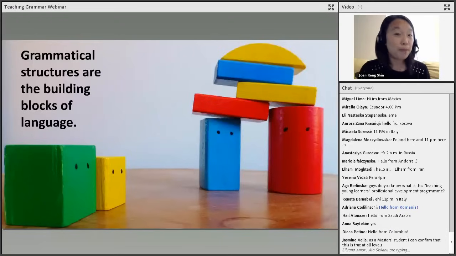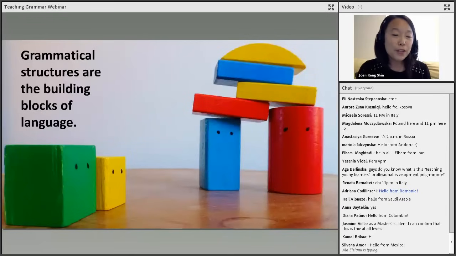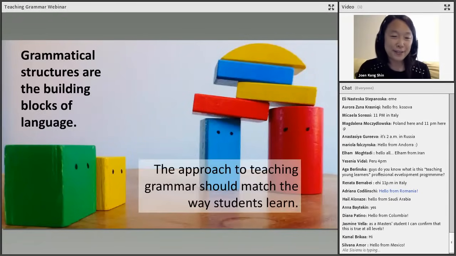But of course, these are important to know and use correctly when you're learning a foreign language like English. But when we're talking about young learners, we always have to remember that the approach to teaching grammar should match the way students learn.